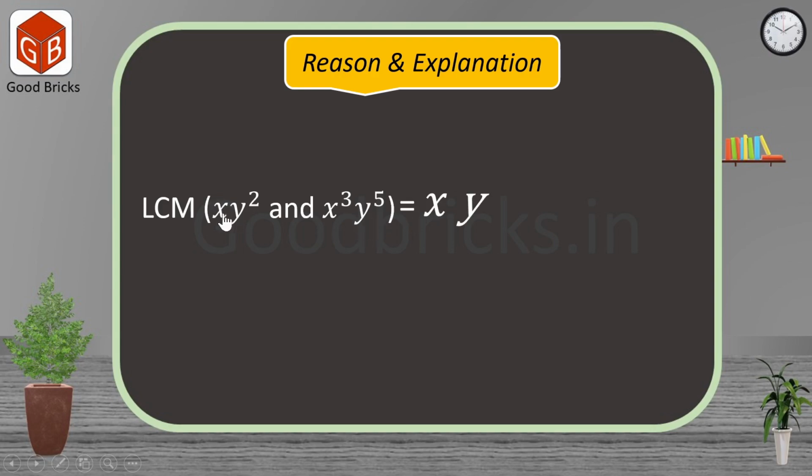So whatever the prime numbers which are there in the given numbers, we have selected. What are they? X and y. Step 1. Next, step 2. To find LCM, least common multiple, you need to select the highest power. See here, x power is 1 and here x to the power 3. So the highest power is 3. We have selected x cube.